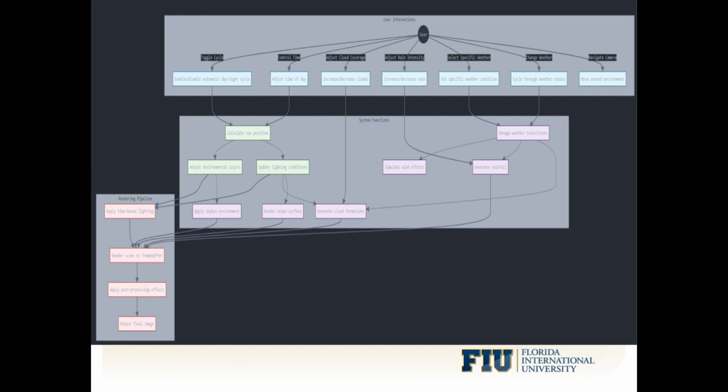So an overview of the system flow: the user inputs control time and weather. The systems update environmental parameters. Then the rendering engine visualizes the changes. And the final output is displayed to the user.